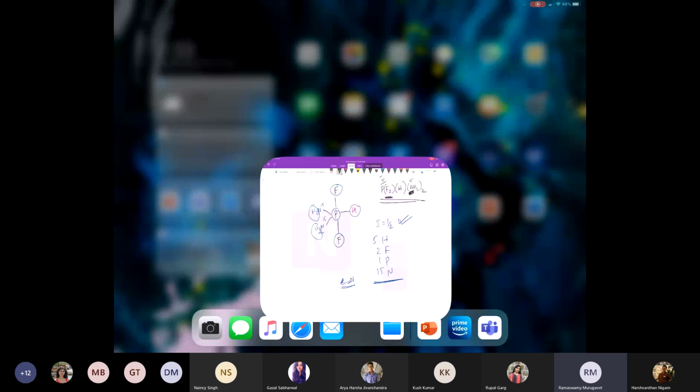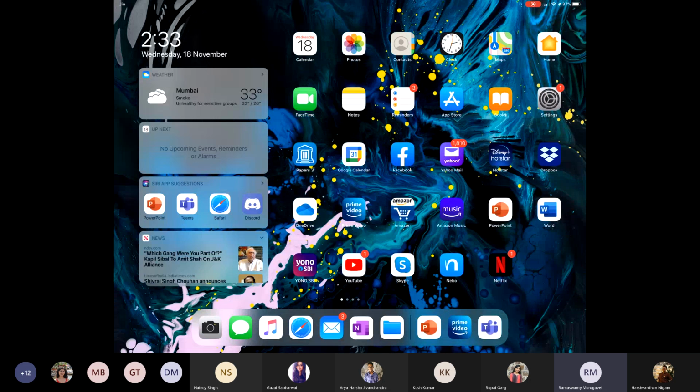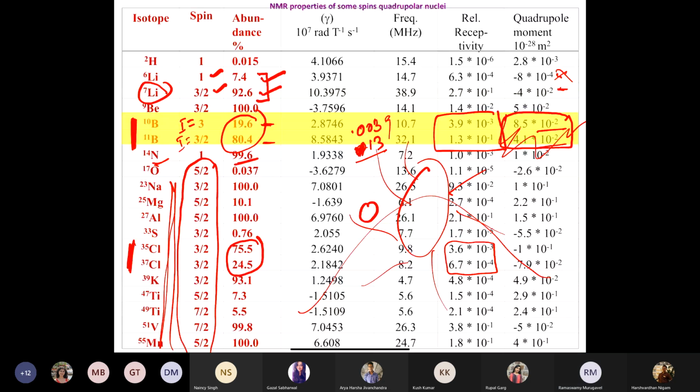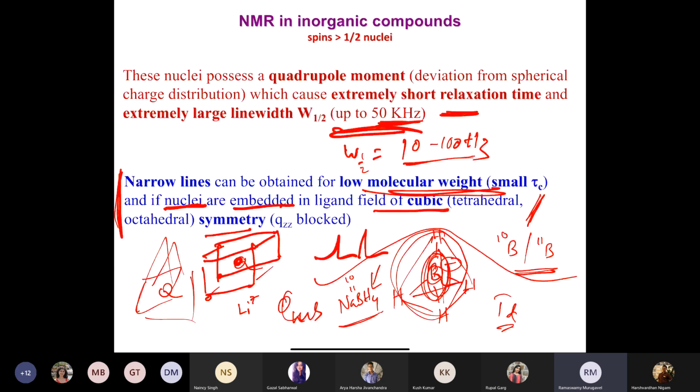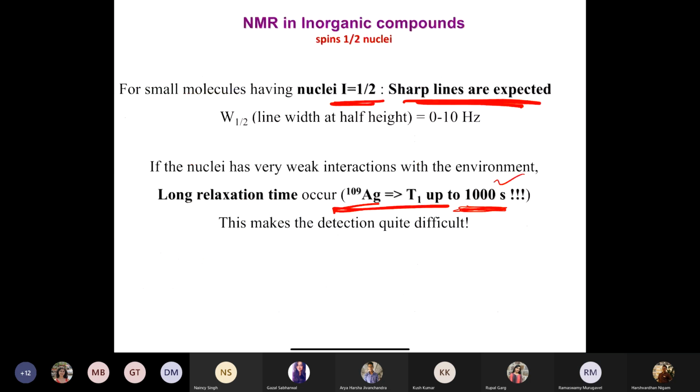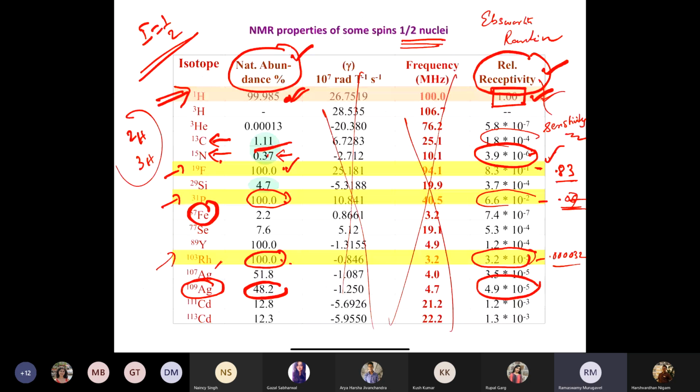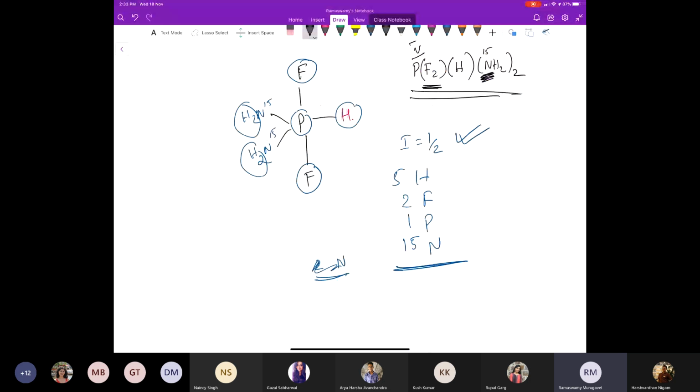If you have any doubts, we can quickly go back to the same table. 14 nitrogen is quadrupolar, I is equal to 1. It is of no use to us and creates trouble. But if you go 2 slides back, 15 nitrogen has a very low abundance, but it is I is equal to half. So what I'm essentially doing here is enriching my nitrogens with 15 so that I have a perfect set, all of them I is equal to half.